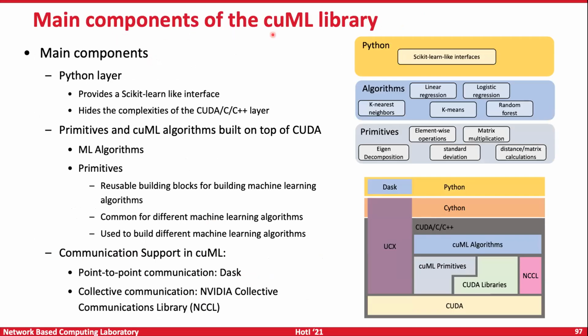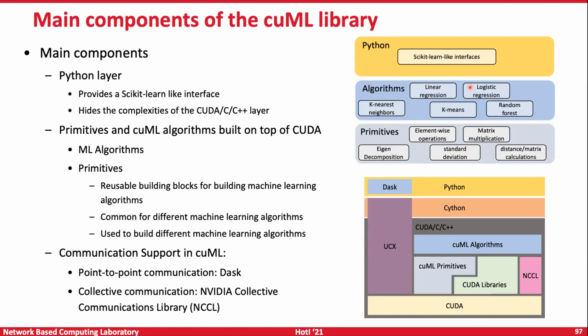So here are the main components of the cuML library. I'll just focus on the right-hand side picture at the top. With most of the frameworks today, the cuML library provides an interface in Python to the end users because Python is easy to learn. People are used to that. So at the end of the day, the cuML library does a lot of the work in the C or C++ layer at the native level, trying to get maximum performance out of the hardware.